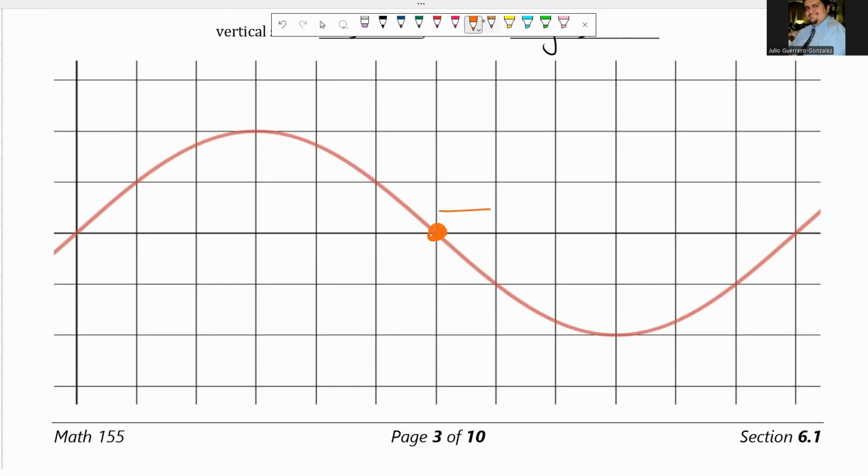I can grab this thing, move it left or move it right, right? According to the C over B, this is my phase shift. There is a distance up and down, and I'm going to draw in the distance first before I explain the rest of it here. Either up or down, from my midline.